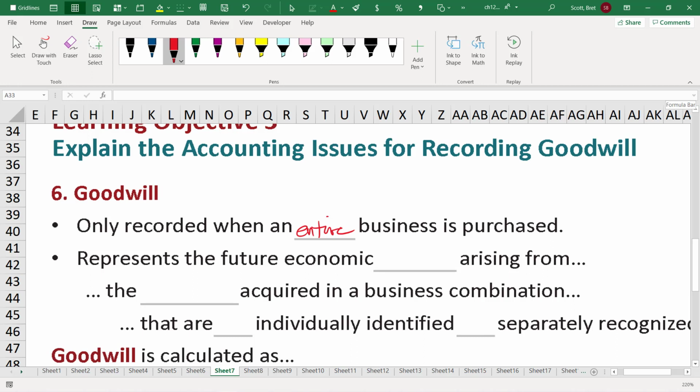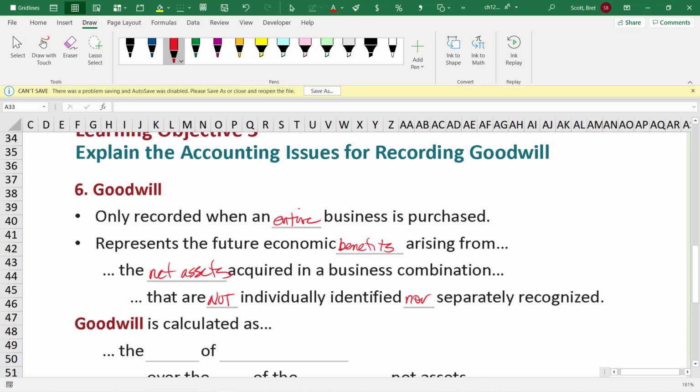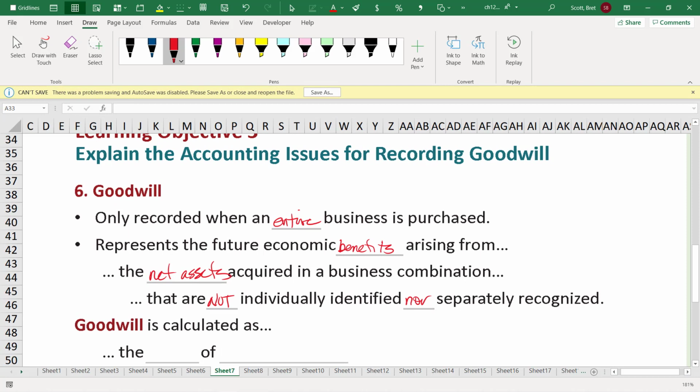So this represents the future economic benefits arising from the net assets acquired in a business combination that are not individually identified nor separately recognized. In other words, all the assets and liabilities on a company's books that we buy, those are separate, those are identifiable. But if we pay more than that, that's what goodwill is. It's the stuff that is not individually identified. It's the excess. It's the leftovers, basically, from the business.